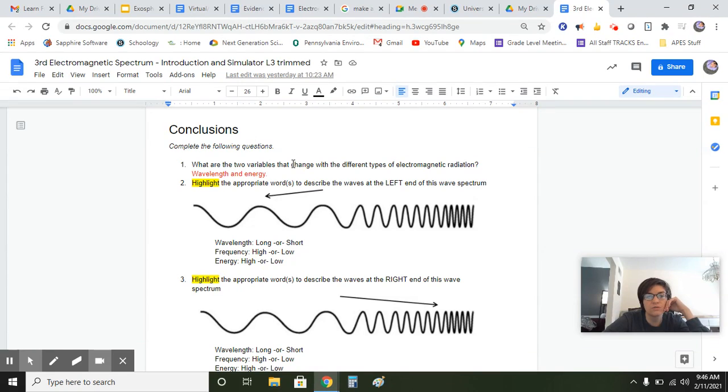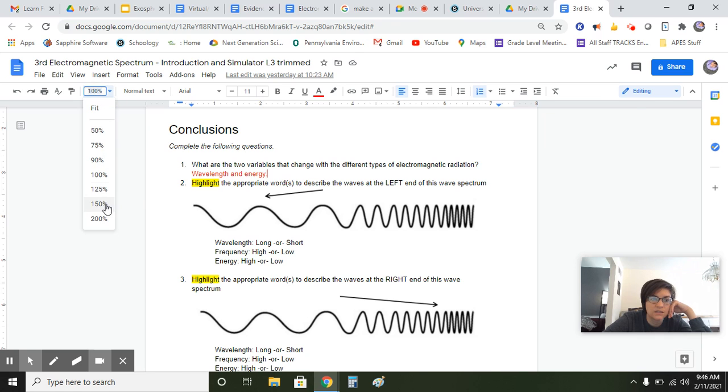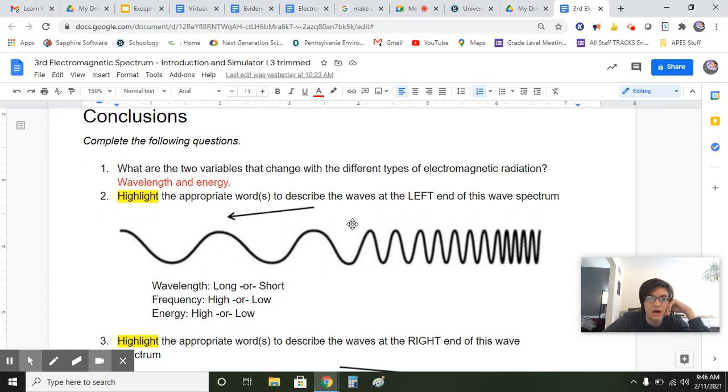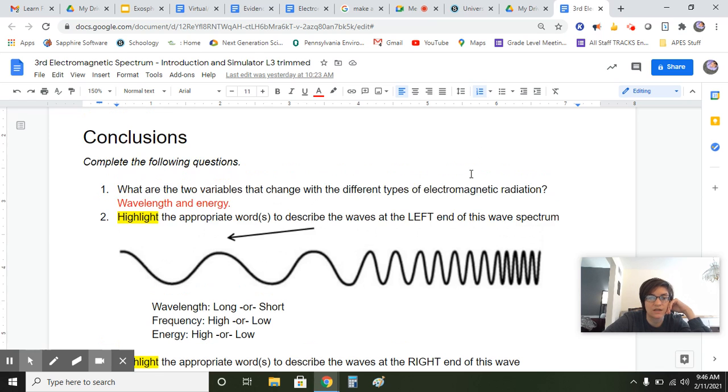Right, so what are the two variables that change with the different types of electromagnetic radiation? All right, we wrote down, we got this yesterday. Here, let me make this bigger so you guys can really see. We wrote down wavelength and energy. Those are the two things that we're going to change with each electromagnetic radiation, right?